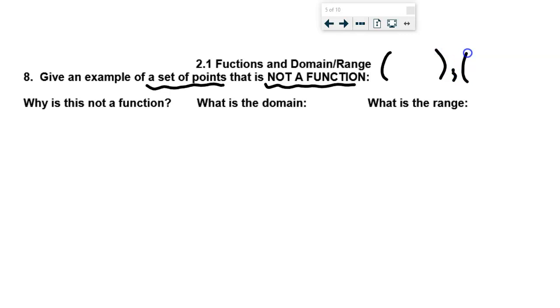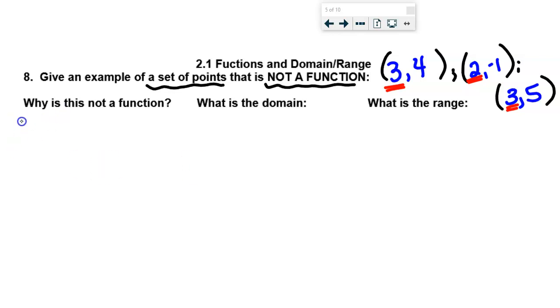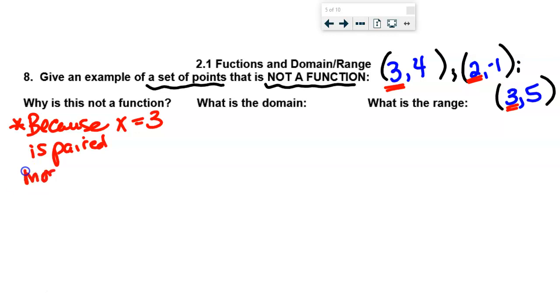So I'm just going to make 3 ordered pairs just because it sounds like a good number. And if it's not a function, what you should be seeing is a repeated x value. This is that weird boys and girls thing that we talked about before, right? So if I look through my x's, the definition of a function for a set of ordered pairs would be that every x is paired with only one y. So why is this not a function? And that would be because x equals 3 is paired more than once.